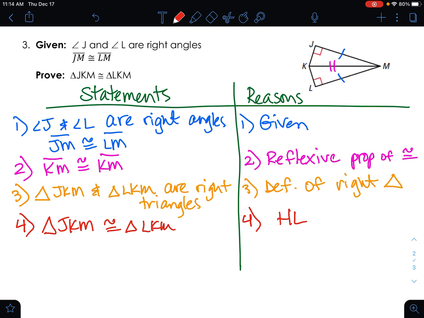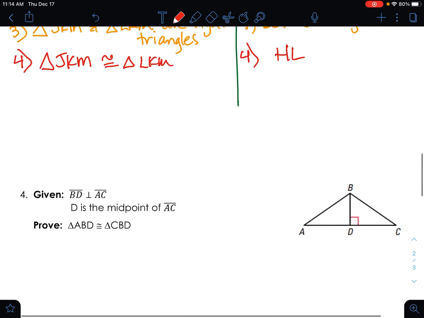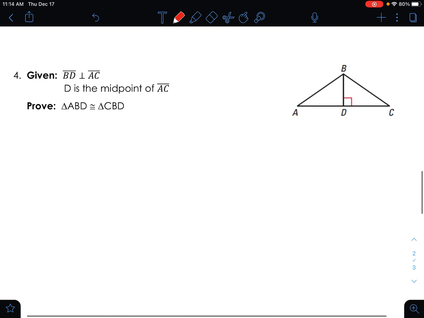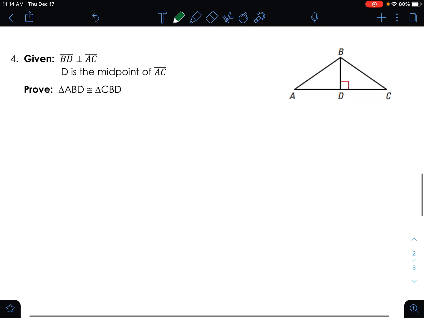Okay, so line 3 there is a little bit tricky. I'm not sure we've seen a proof like that yet, but that is something that you need to account for if you're using HL. Now, if my given would have said that these are right triangles, then I don't have to worry about including it in my proof because it's in the given. Okay, let's get to number 4. So I encourage you to stop the video, get things as far as you can, and then come back.